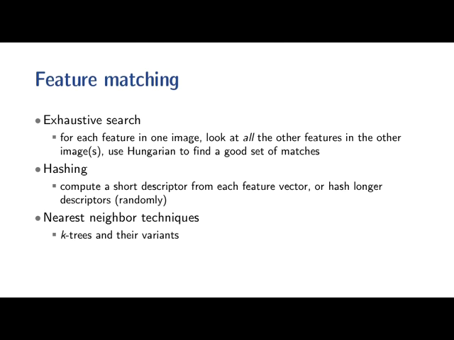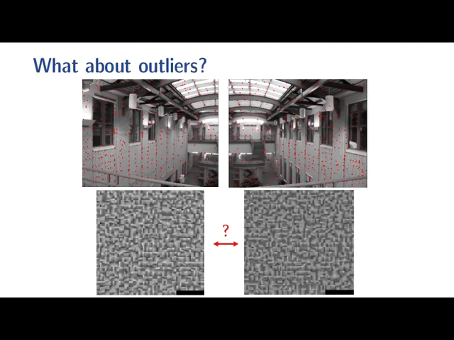People do other things. People do hashing. From the descriptor, I compute some sort of short descriptor, and then I speed up my search through hashing functions. Nearest neighbor techniques: I build, let's say, k nearest neighbors, or two best matches for each point. I store them and then try to minimize the overall cost and so on.